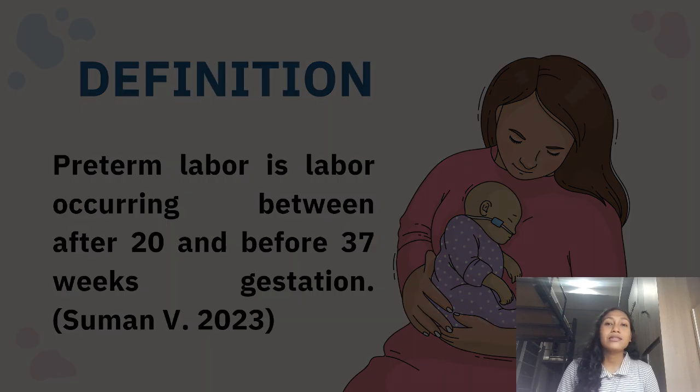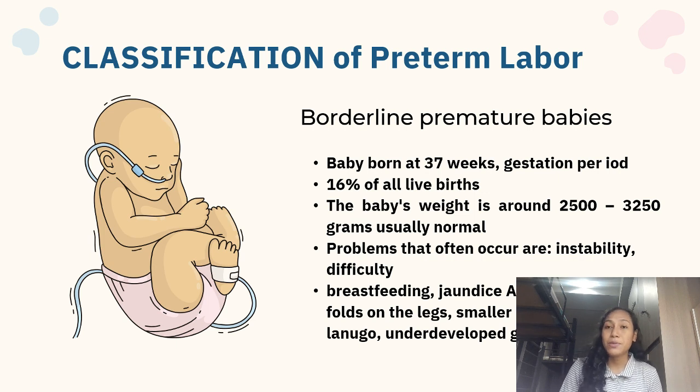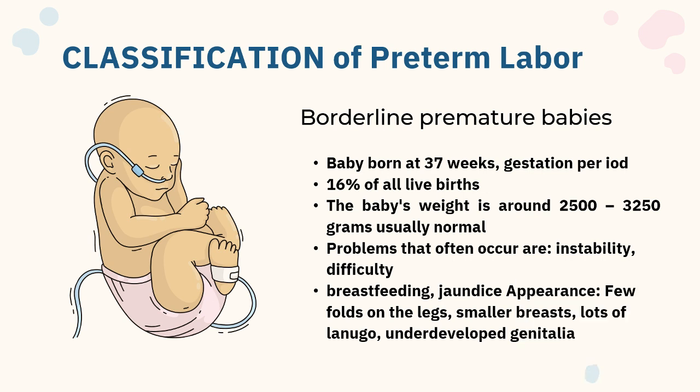The second one is classification. The birth of premature babies can be divided into three. The first one is borderline premature babies. In this type, the baby is born at 37 weeks gestation, about 6/10 of all live births. The baby's weight is around 2,500 to 3,250 grams, and the labor is usually normal. The problems that often occur are instability, difficulty breastfeeding, and jaundice. The appearance is few folds on the legs, smaller breasts, lots of lanugo, and underdeveloped genitalia.